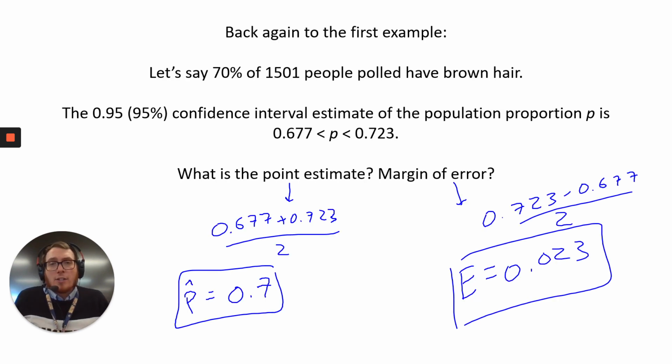So if we go back to our first example, we had the population proportion, and our estimate for that was 0.677 up to 0.723. The point estimate would be found by adding those two numbers and dividing by 2, and my point estimate is 0.7, which I already knew because I told that information to you, but if we had to work backwards, that's where it would come from. And then the margin of error would be the subtraction of those two things divided by 2, and you get 0.023, which is what we dealt with in the previous lesson about how to find the margin of error using the formula with z-scores and p-hat, q-hat, etc.